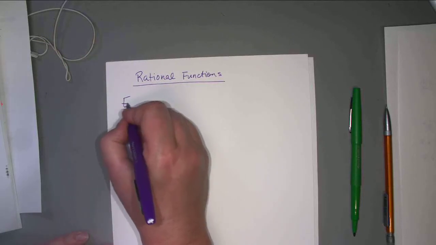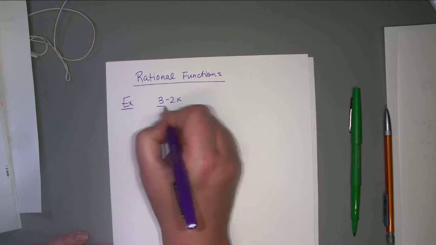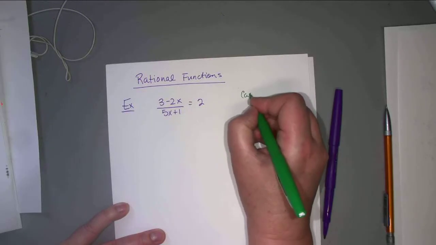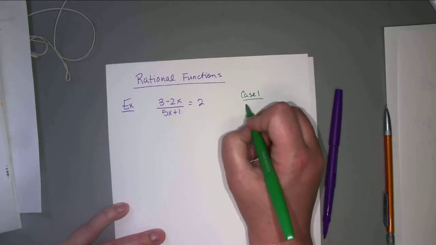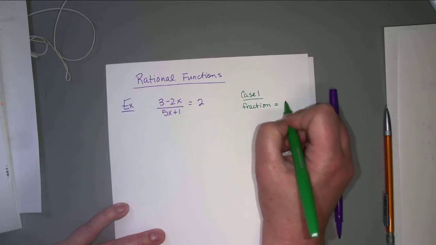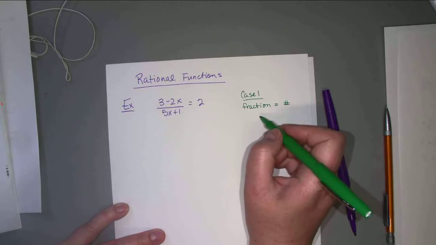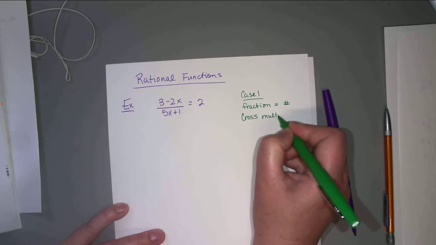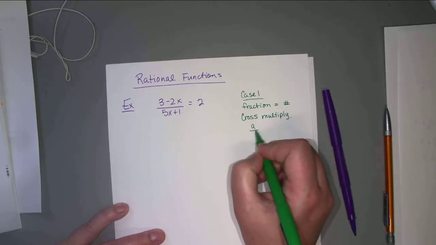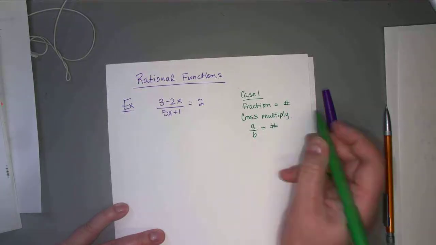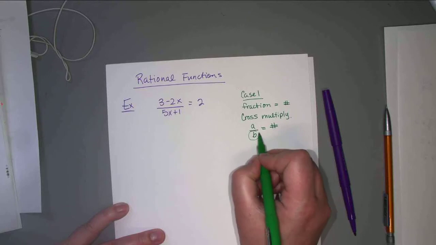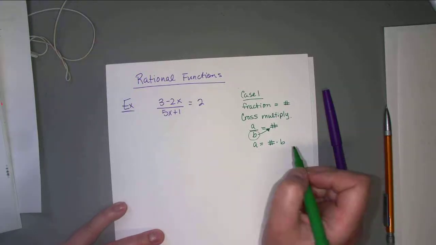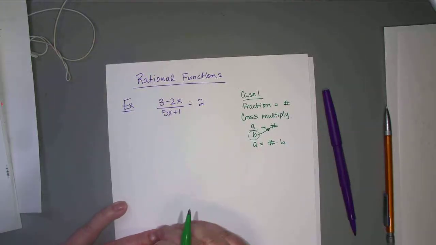So an example of that would be 3 minus 2x over 5x plus 1 equals 2. So here, let's call this case 1. And let's say case 1 is that we have a fraction equals a number. Okay, so the method we're going to use to solve this is to cross multiply. So we've got a fraction, a over b, and that's equal to a number. So the method is going to be that we're going to take b, the denominator, and multiply it by the number. So a equals the number times b, and that will make it not into a fraction. We'll be able to solve it like we were doing in the first few examples.